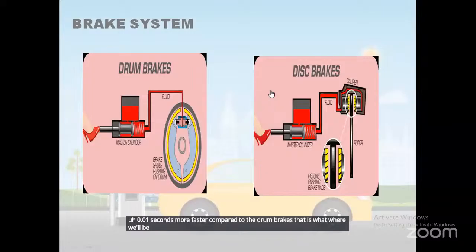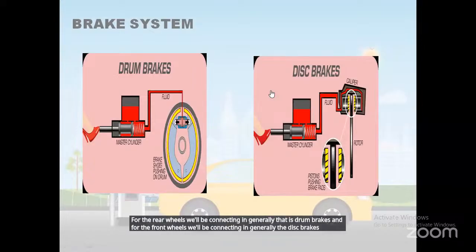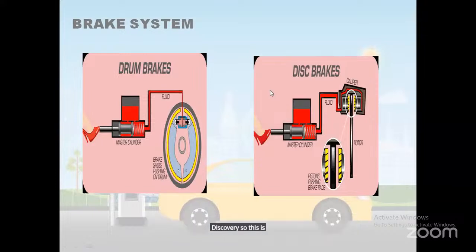If we take a normal two-wheeler vehicle, for the rear wheels we'll generally be connecting the drum brakes, and for the front wheels we'll generally be connecting the disc brakes. Generally, if the braking application is somewhat slower, we can apply the drum brake. And when we want accurate, sudden braking, we'll go for the disc brake. So this is how your mechanical brakes will be working.